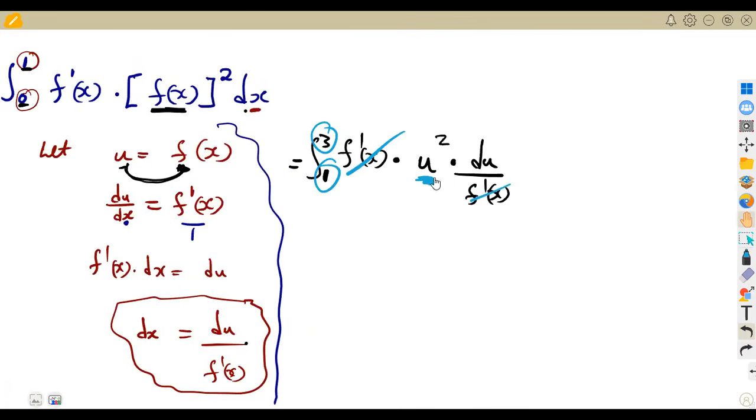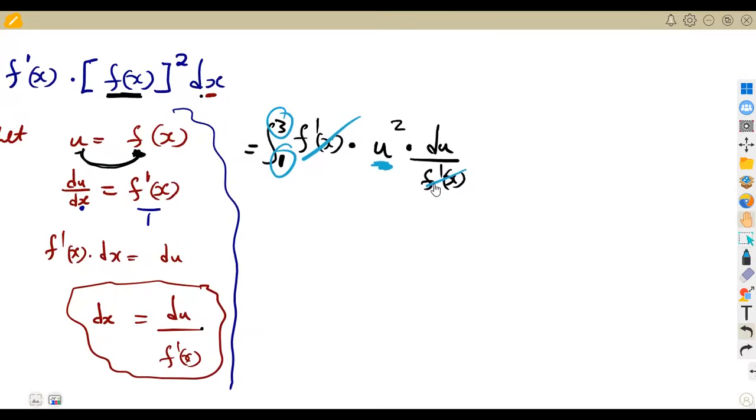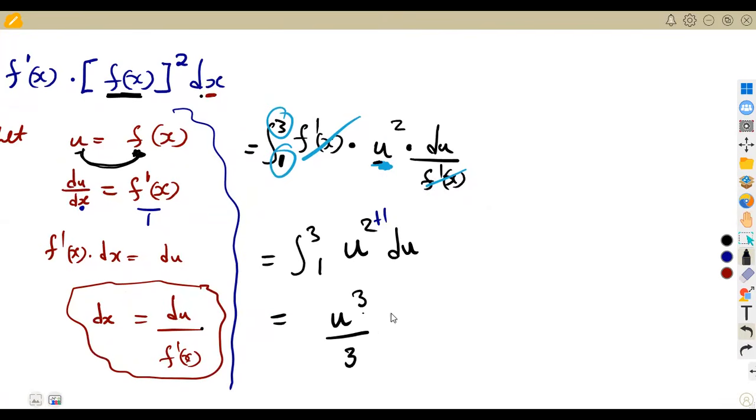Once you are at this stage, you simply apply your normal integration, because here we are left with the integral. These two cancelled, so we are left with the integral of u squared with respect to u. We integrate u squared: remember, on our integral, just add 1. So it is going to be u to the exponent of 3 over the new exponent, which is 3. Whatever we obtain is affected by these two limits, which are 3 and 1.